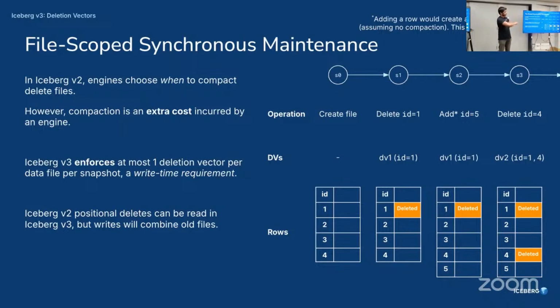So if you take a look at this, we're able to time travel. So I could go back to snapshot 1, snapshot 2, read the table at those moments in time. But at any moment, when I'm trying to actually read the table, there's only one deletion vector blob that I actually care about. And so we're able to hit our performance requirement and still be fine.